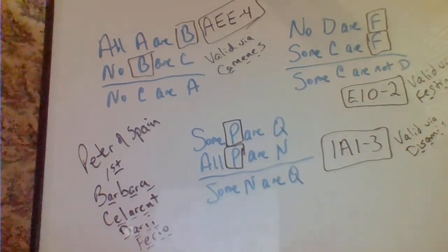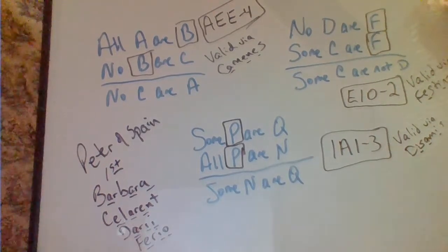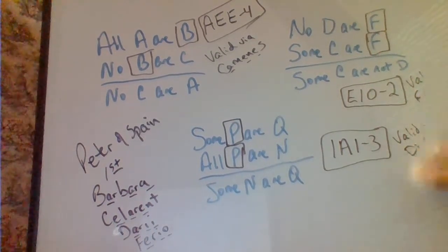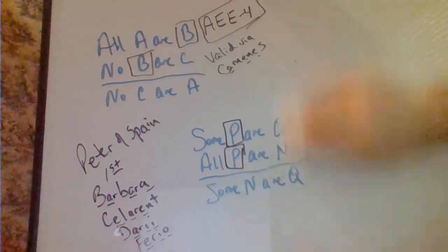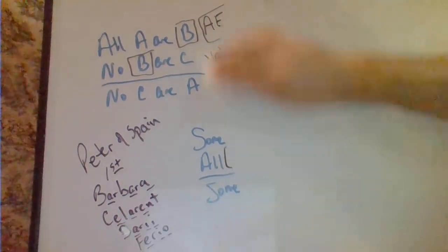But anyway, that's the way that the coined word method works for testing validity. So if it's on the list, you simply say valid via and then give the word, and that proves that it's valid. And if you don't see it on the list, then of course it's invalid. All right.